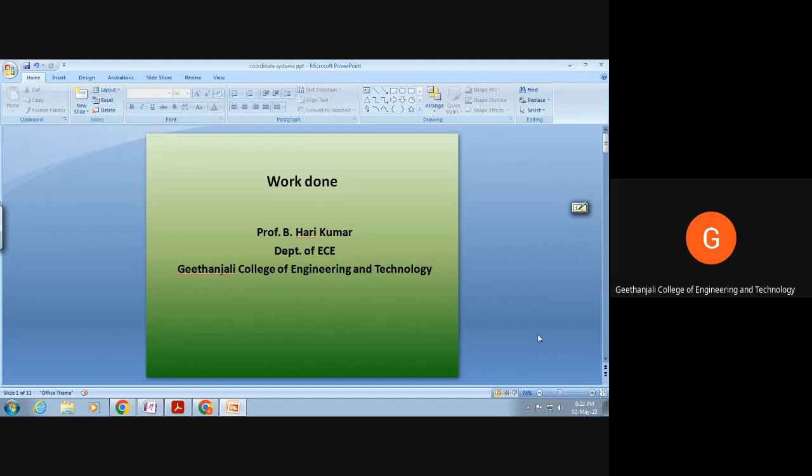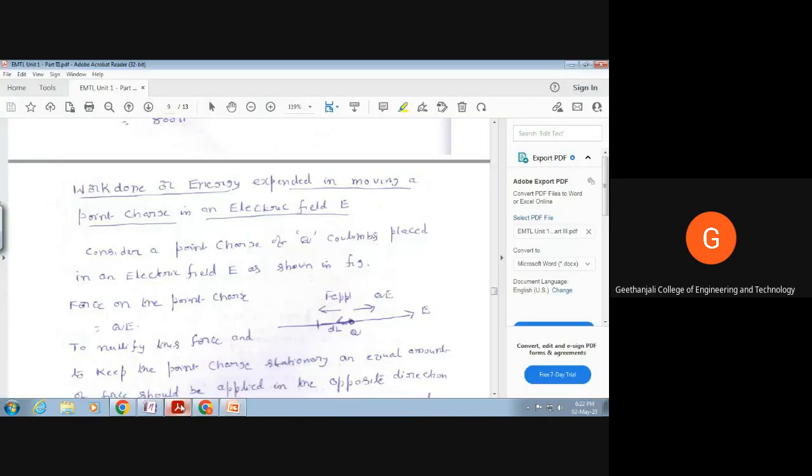Today we are going to discuss the work done or the energy expended in moving a point charge in an electric field intensity E. Now consider a point charge Q placed in an electric field intensity E which is acting in this direction. Once the point charge is placed there, immediately a force of QE would be acting along the direction of electric field intensity on the point charge.